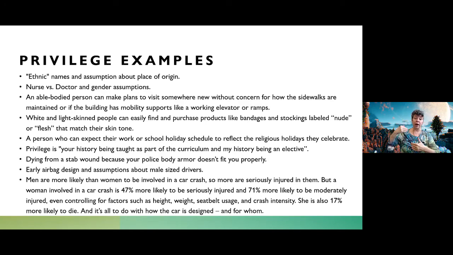And men's bodies have different musculature. They have different height and weight ratios. They have different centers of gravity. And so the design of the car protects that body shape and not the body shape of a typical woman. These are examples of ways that there is privilege for the social classes.